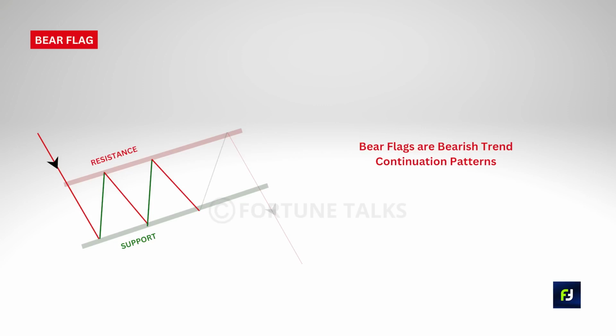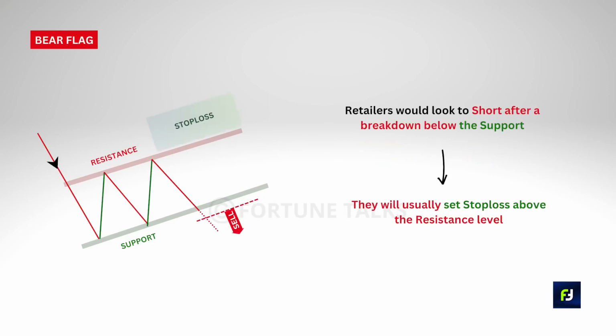A similar scenario takes place in case of a bear flag. But here, instead of buyers, the FOMO sellers would get trapped. A bear flag, as you may already know, is a bearish continuation pattern. So most of the retailers would look for a breakdown of prices below the bottom support line so as to take a short trade position while setting the stop losses above the top resistance line.